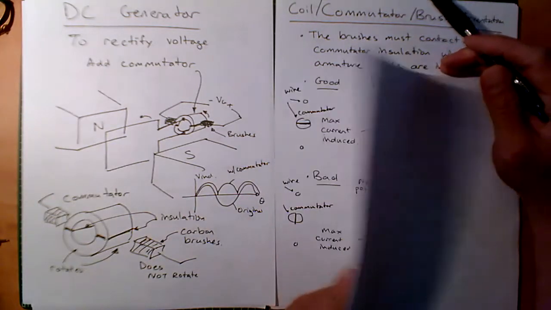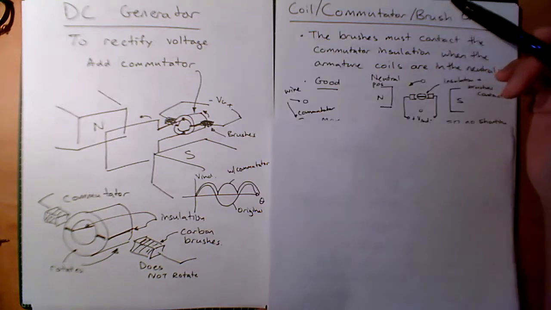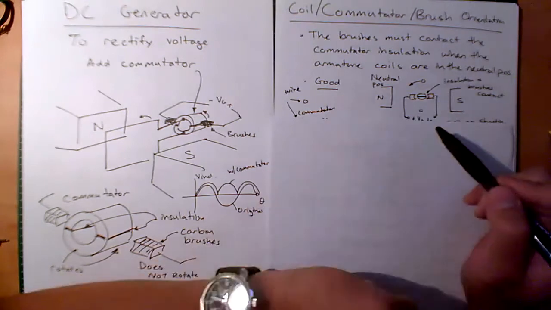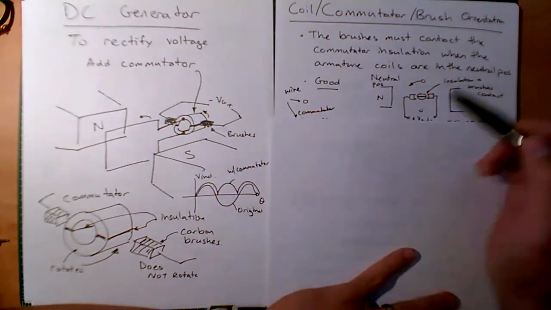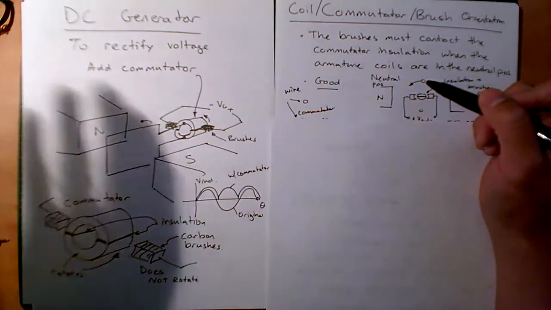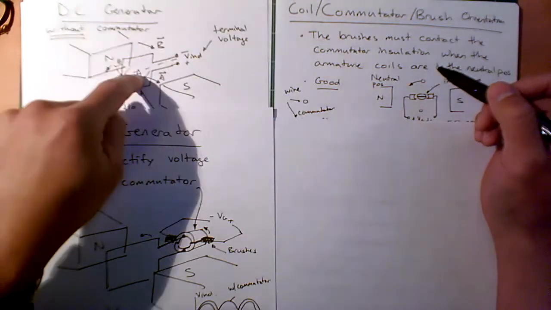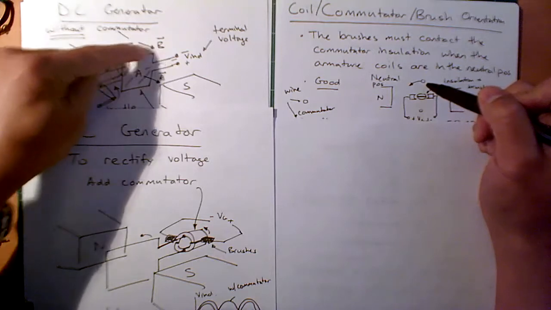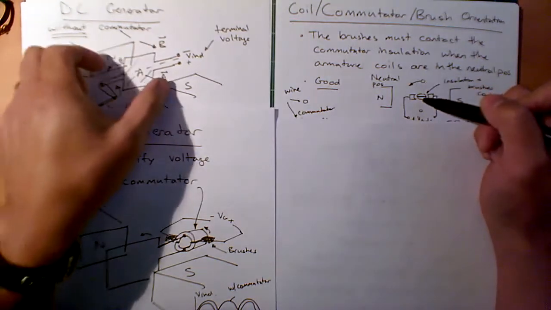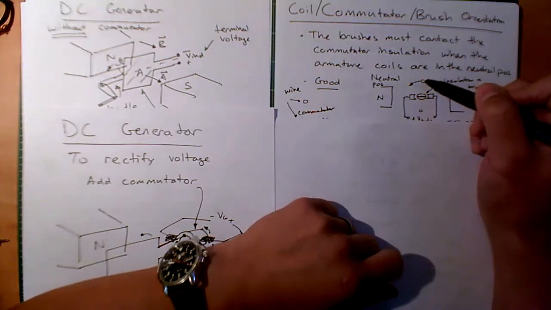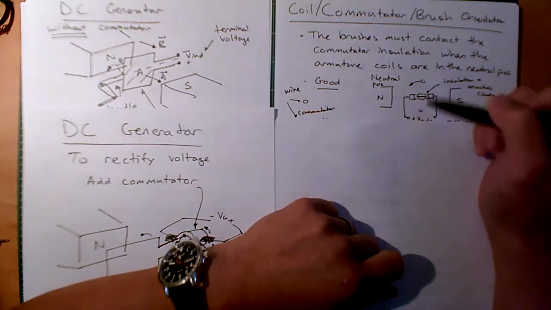So let's look at some good and bad orientations. Okay, so let's look at a good orientation. Now remember the neutral position. The neutral position, if we go back to this one, is in this orientation as drawn. See how the armature wires are not next to the magnets? That's a neutral position here. This is where we were not generating a lot of current and voltage, right?